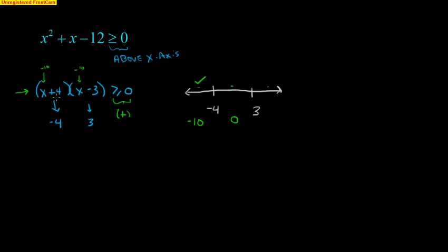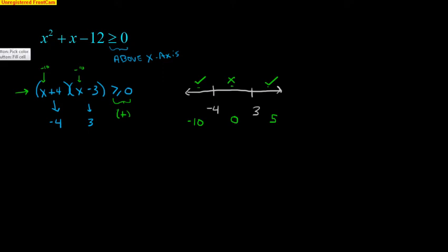So I got a positive times a negative, which is a negative, and that is not good. So that doesn't work for that solution interval. What about a number bigger than 3? Well, I'll pick something easy like 5. Plug in 5 right here. 5 plus 4, that's 9. That's a positive number. 5 minus 3, that's 2. That's a positive number. Positive times a positive, we get a positive. So this interval works. So now visually we can see which intervals work and which ones don't.